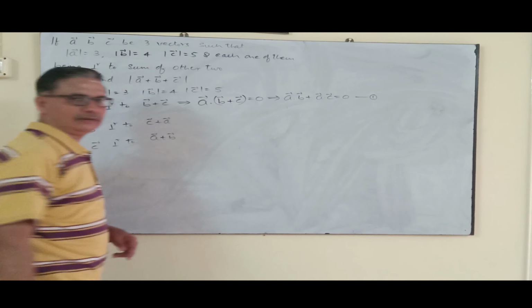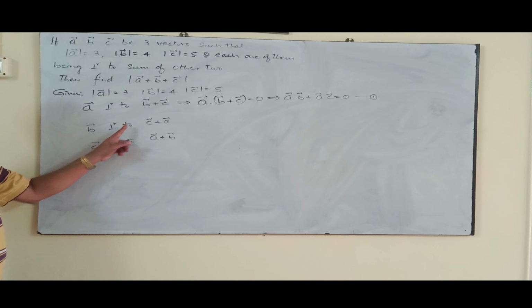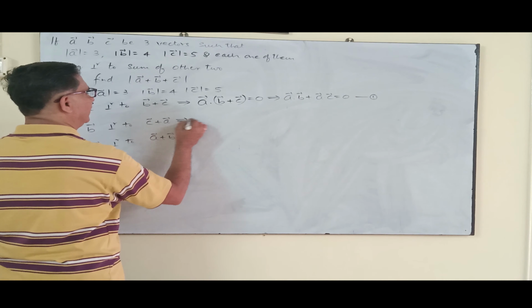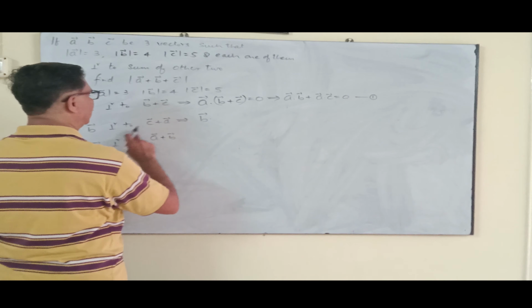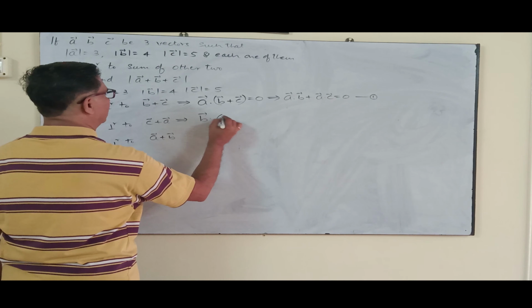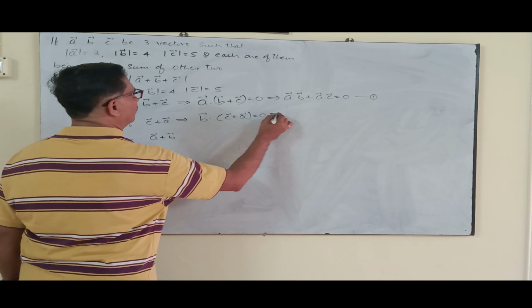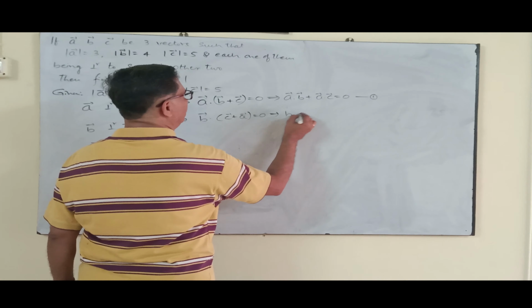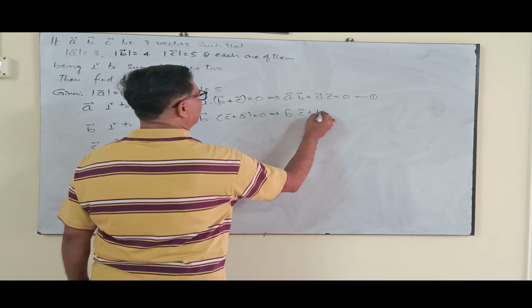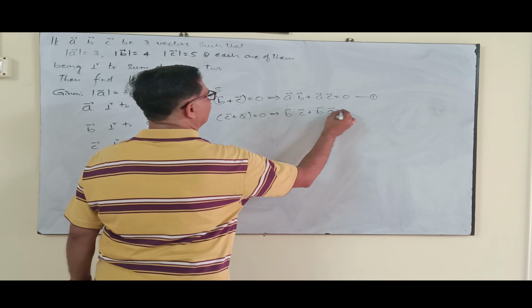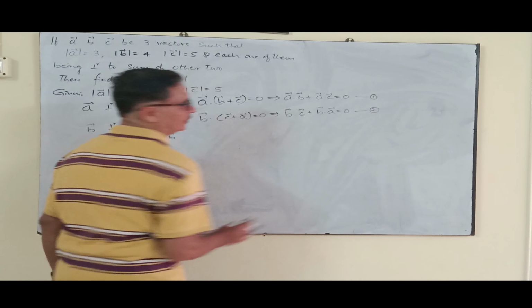This is equation 1. Next, vector b is perpendicular to c + a. Again by the condition for two vectors to be perpendicular, b·(c + a) = 0, which implies, removing the bracket, b·c + b·a = 0. This is equation 2.